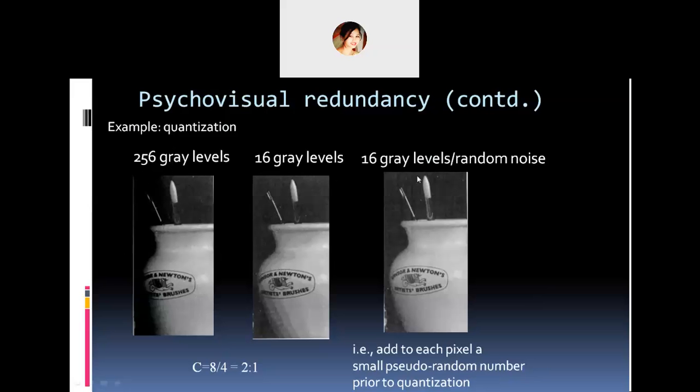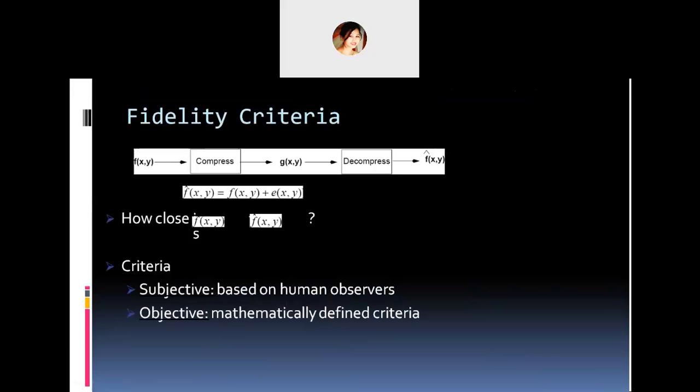Same here, they are applying quantization. This is for 256 gray levels, this is 16 gray levels, and again this is 16 gray levels, but there is also some random noise present in it. Again they are calculating a compression ratio. The original bits are 8, compressed to 4, so 2:1. That is, add to each pixel a small pseudo random number prior to quantization. If you remember the concepts of sampling and quantization, you will be able to remember these.